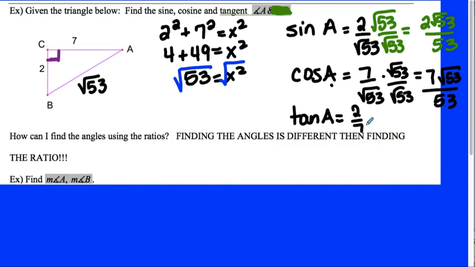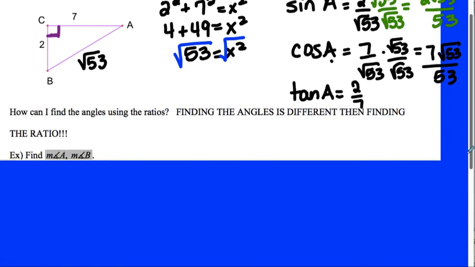Notice I didn't find the angles, okay? But how can I find the angles using these ratios? Finding the angles is actually different than finding the ratio, and we want to make sure we understand that. If I want to find the angles, I actually have to use the inverse function, okay? So I have to use the inverse function.